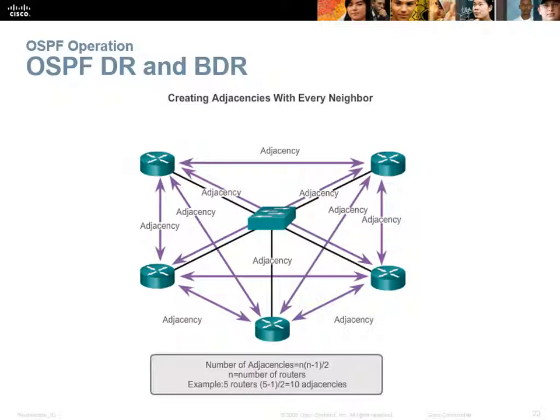The number of adjacencies is n times (n minus 1) divided by 2. So we have what? 6 devices? No, we don't. We have 5, because a switch doesn't have a routing table. Caught you, right?